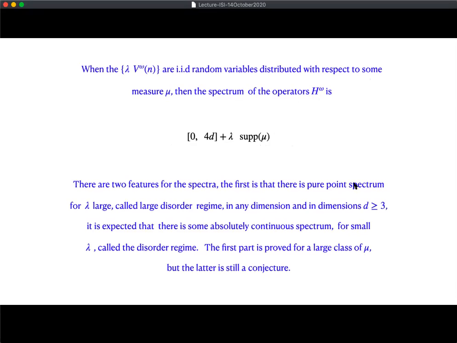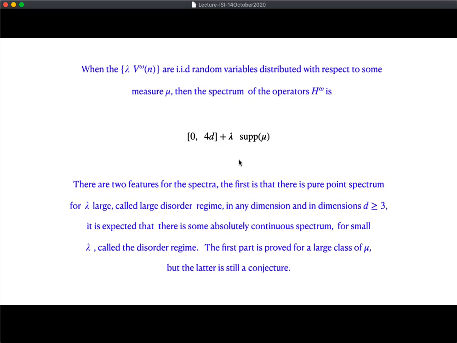There are two features for this spectrum. First, there is a pure point component for lambda large, called the large disorder regime, in any dimension. It is expected that there is some absolutely continuous spectrum for small disorder, lambda small, called the small disorder regime. Mathematically, it is shown that for this class of operators, when lambda is large, this entire set has only point spectrum, which means that there is no continuous spectrum in this entire spectrum if lambda is sufficiently large. So that part is shown.